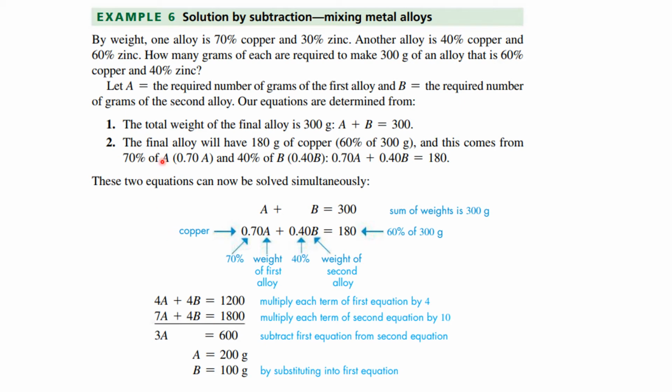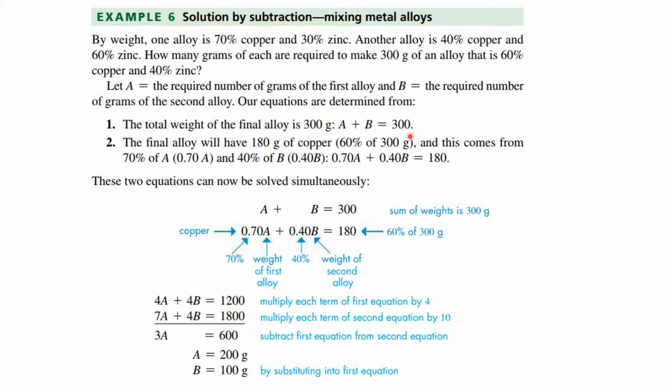Life is a word problem, though, and here's an example of a word problem where we solve that. By weight, one alloy is 70% copper and 30% zinc. Another alloy is 40% copper, 60% zinc. How many grams of each are required to make 300 grams of an alloy that is 60% copper and 40% zinc? So we let A be the number of grams of the first alloy and B be the number of grams of the second, and so our equations are this.